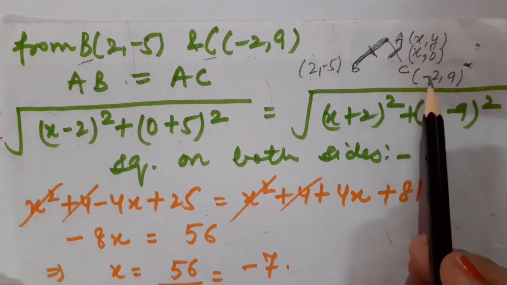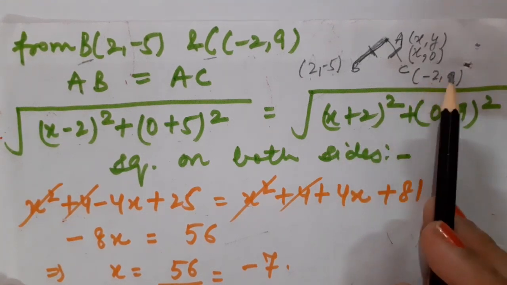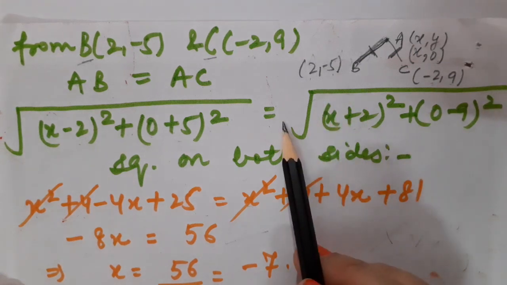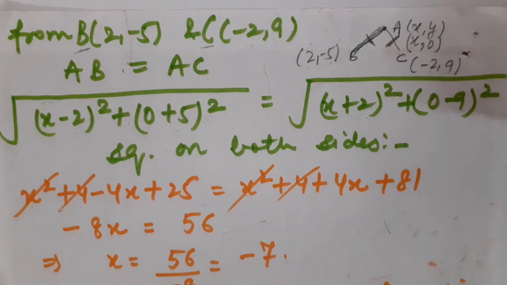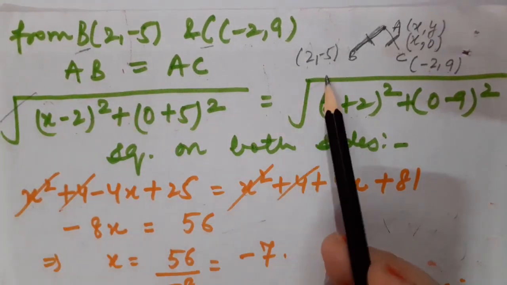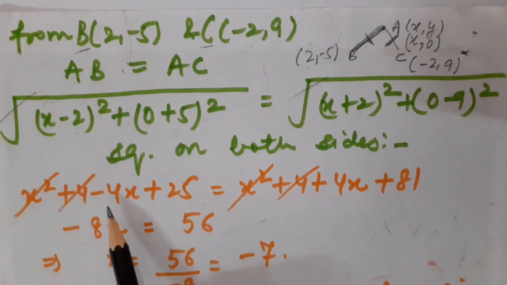So it would be (x minus of minus 2), that is (x + 2) whole square, plus (0 minus 9) whole square, and then whole under root. Fine. Squaring on both the sides, this whole under root will be cancelled. So I have got x square plus 4 minus 4x.